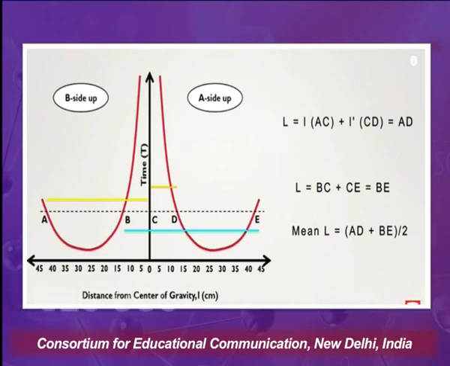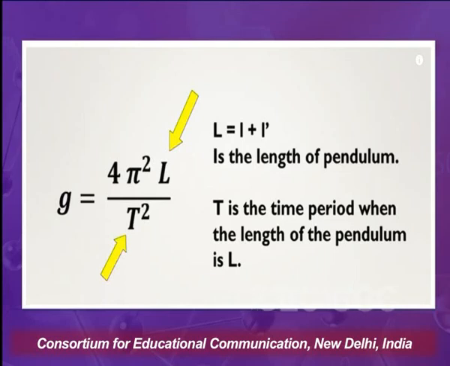Next we have to calculate the value of small g, the acceleration due to gravity. We have this formula: small g equals 4 pi square capital L upon T square, where capital L is small l plus l dash, the length of the pendulum. And what is capital T here? Capital T is the time period when the length of the pendulum is capital L.